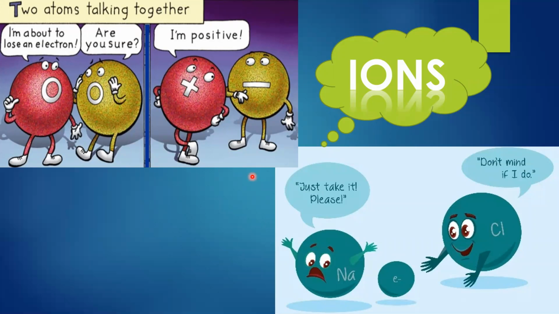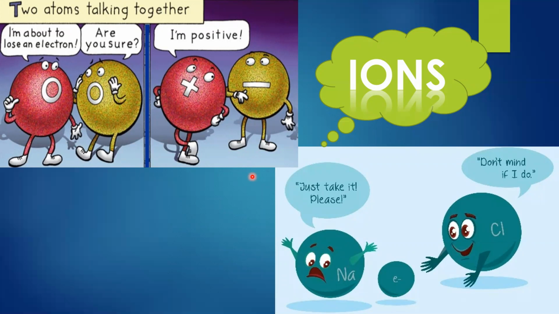Hence, when an atom loses or gains electrons, it acquires charges. The one which loses an electron acquires a positive charge, whereas the other which gains an electron acquires a negative charge. Can anybody tell me why the one which loses an electron becomes positive in nature?